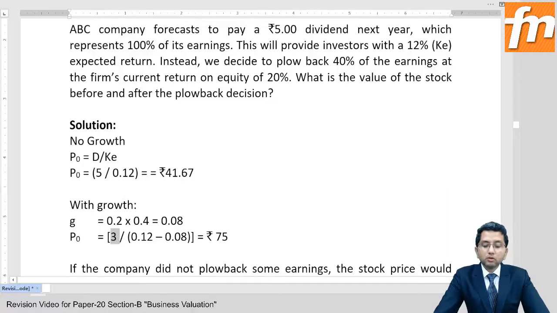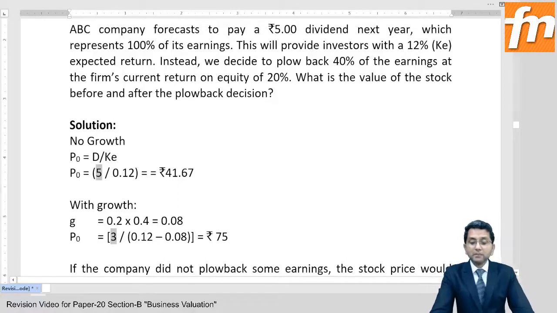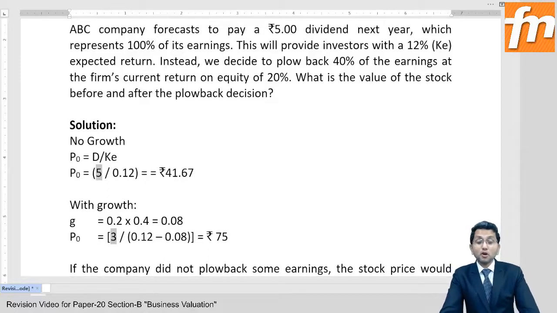And you already know the formula for Gordon's model. It is D1 upon KE minus G. So KE is 12%, G is 8%, 3 divided by 0.04 is rupees 75. So initially it looks like if you retain some amount, your dividend reduces, and if dividend reduces, price should reduce. But in fact, price is not reducing, it is rising because there is a growth opportunity.